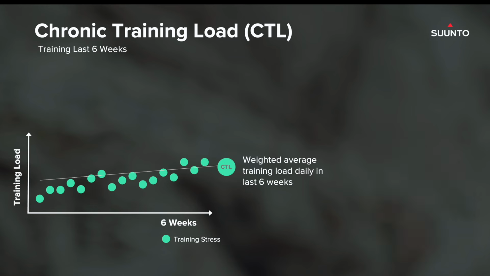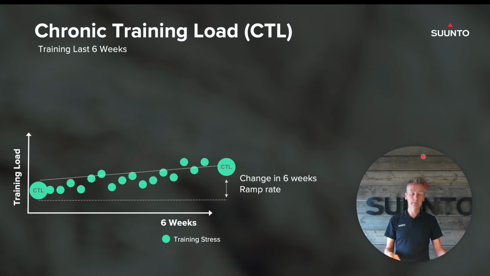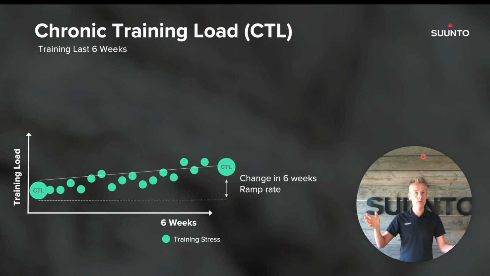And then if you want to understand a bit more how much this has changed during the last 6 weeks, we compare the value you currently have to the value that was 6 weeks ago, and this is the so-called ramp rate. So how much you have changed your fitness during the last 6 weeks. It of course might mean that the CTL number, this chronic training load number, has been going up and down during that 6 weeks, but the comparison is basically where were you and where are you today.